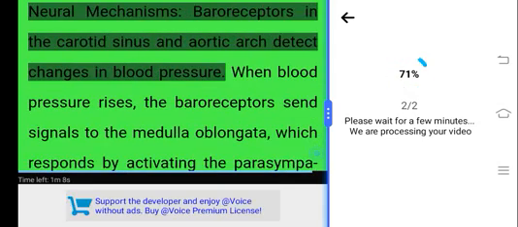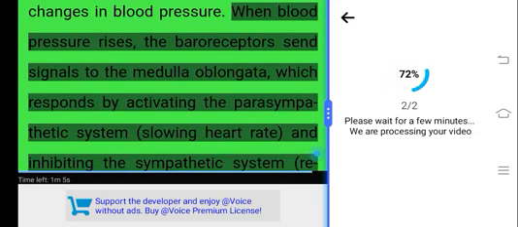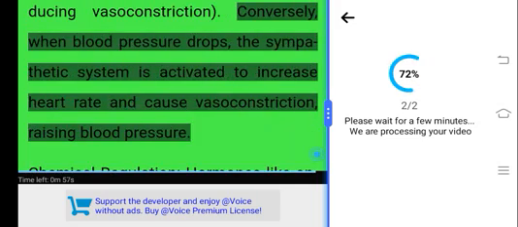Neural mechanisms. Baroreceptors in the carotid sinus and the aortic arch detect changes in blood pressure. When blood pressure rises, the baroreceptor sends signals to the medulla oblongata, which responds by activating the parasympathetic system, slowing heart rate and inhibiting the sympathetic system, reducing vasoconstriction. Conversely, when blood pressure drops, the sympathetic system is activated to increase heart rate and cause vasoconstriction, raising blood pressure.